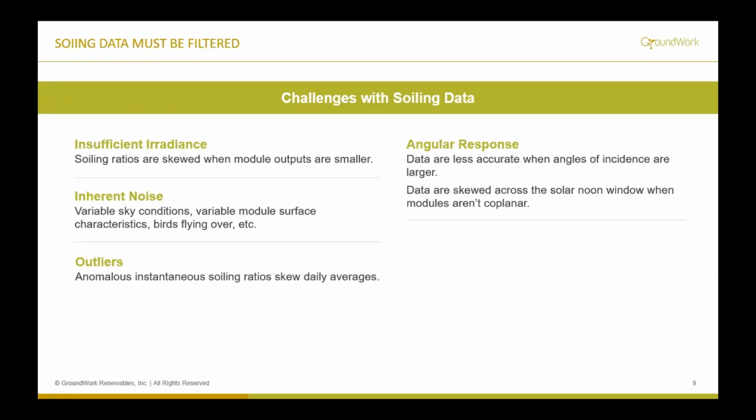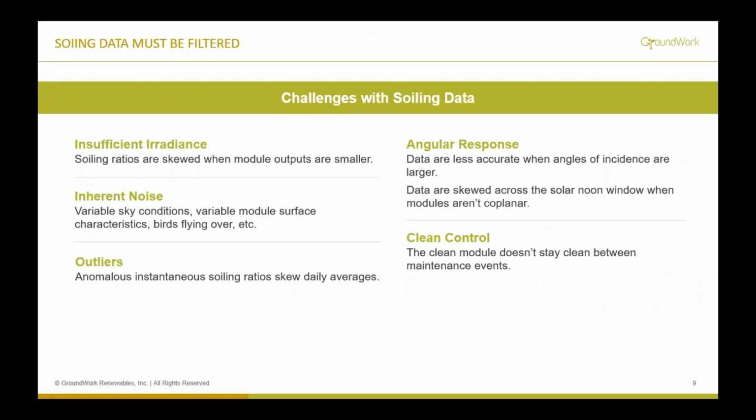Another gotcha is that data are skewed across the solar noon window when the modules aren't coplanar. To explain that, if you have one module that's tilted further east, your soiling ratio is going to be high in the morning and then low in the afternoon, for example.